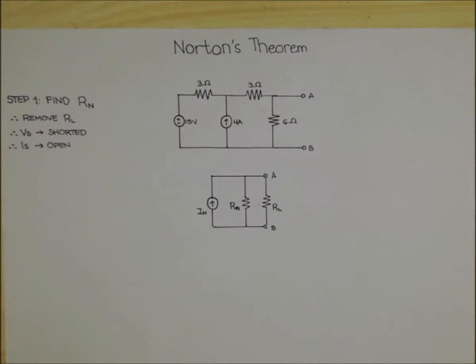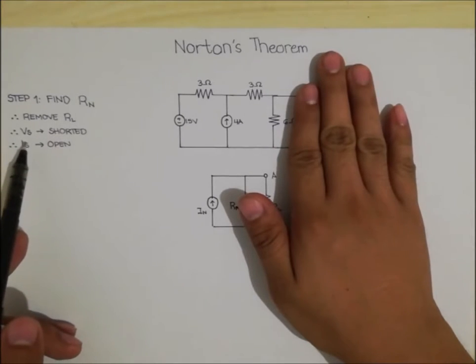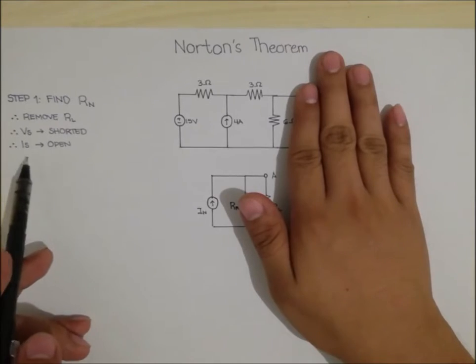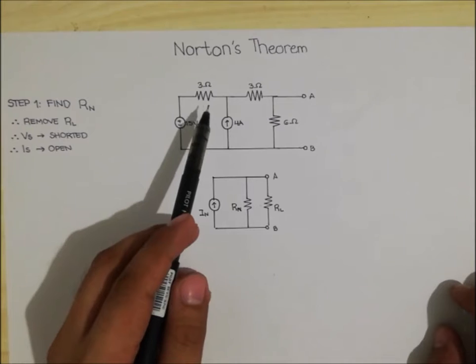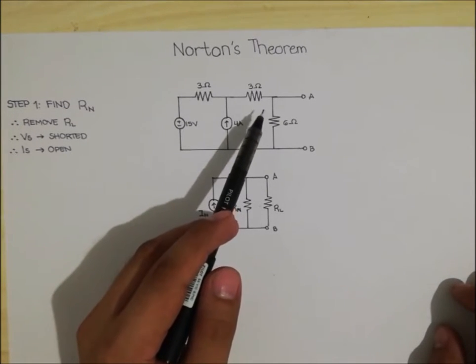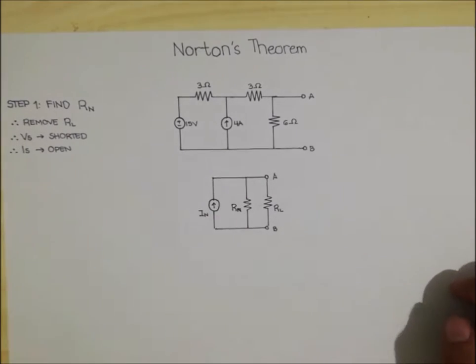Step 1. For solving the Norton equivalent circuit, we must find its Norton equivalent resistance. And in finding the Norton equivalent resistance, we must remove our load. Our voltage source is assumed to be shorted, and our current source is assumed to be open. And that leaves us a circuit with a 3 ohm resistor in series with another 3 ohm resistor that is in parallel with our 6 ohm resistor.